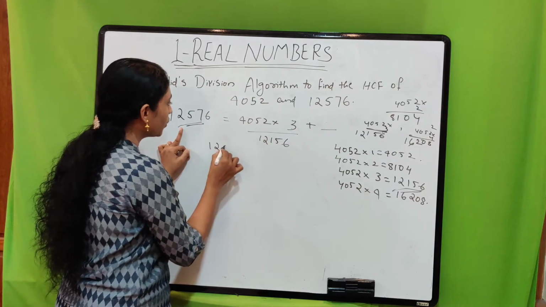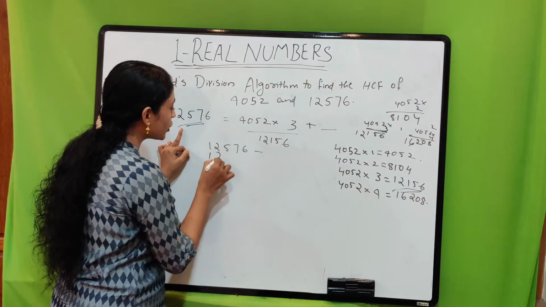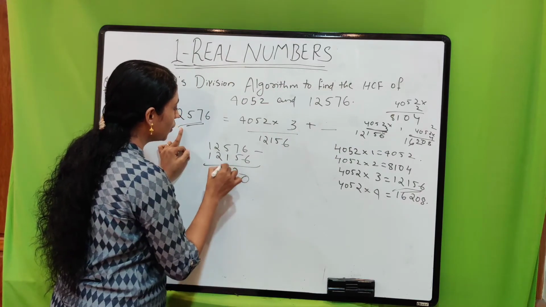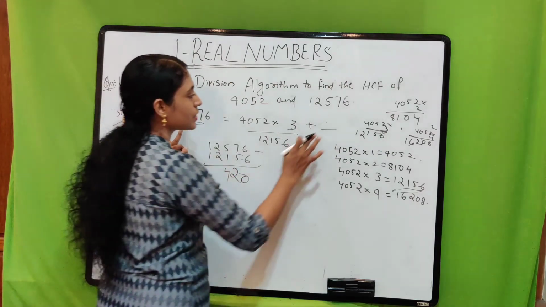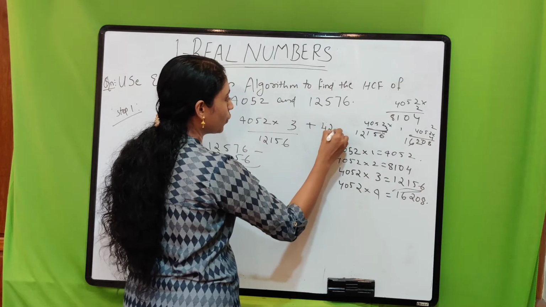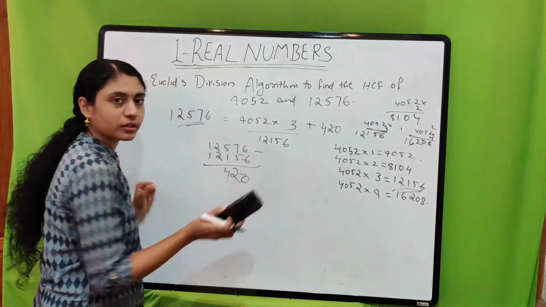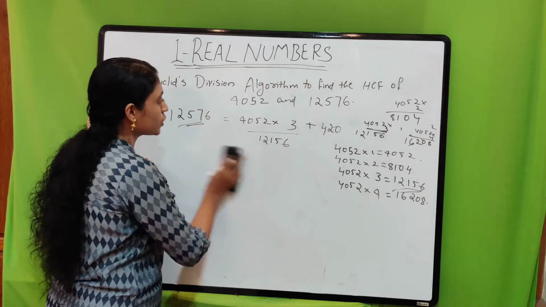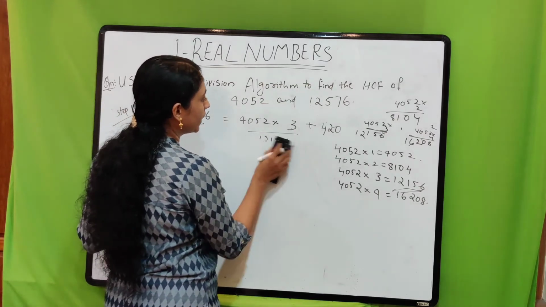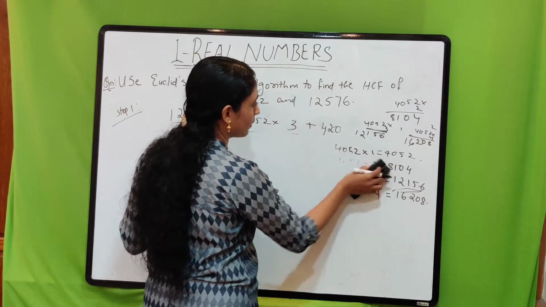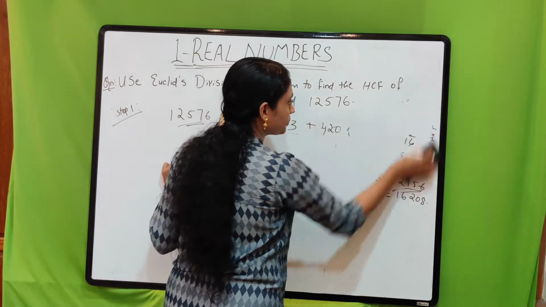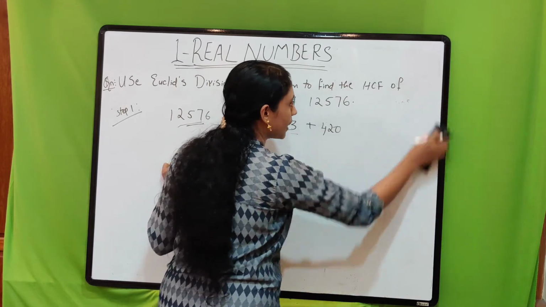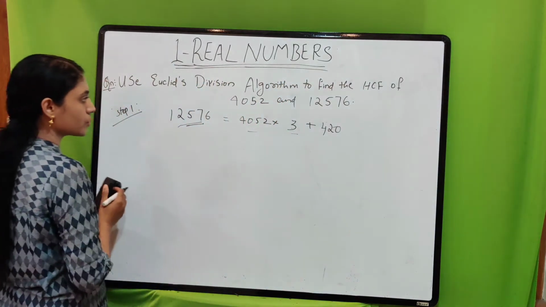That means 12576 minus 12156 gives the remainder 0, 2, 4, 420, right? So instead of remainder, we can write 420. Understood? How we got this? So 12576 is equal to 4052 into 3 plus 420. Now, is the remainder 0 in this step? No, because the remainder is 420 and that is not equal to 0.